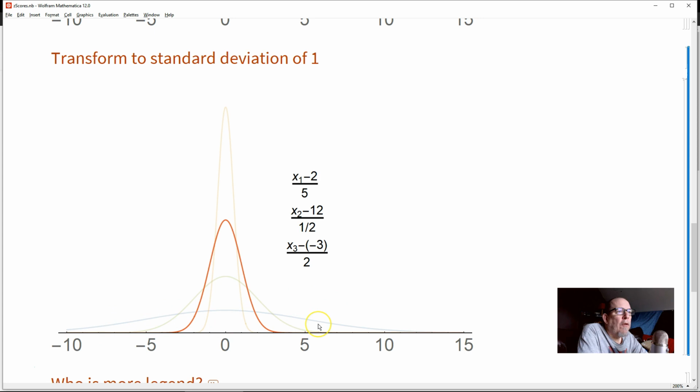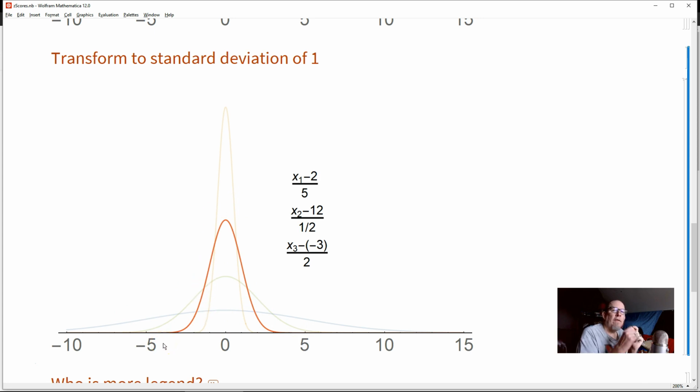So faintly drawn are the three former normal distributions, and then in red here is the standard normal distribution with standard deviation 1. For the first one, I took all the values that were translated by 2 and divided by 5, the standard deviation. In the second one, I took all the values that were translated by 12 and divided by 1/2, the standard deviation. And I took all the values that were translated by -3 and divided by 2. Each of those actions turns each of these three lightly outlined distributions into the standard normal distribution.